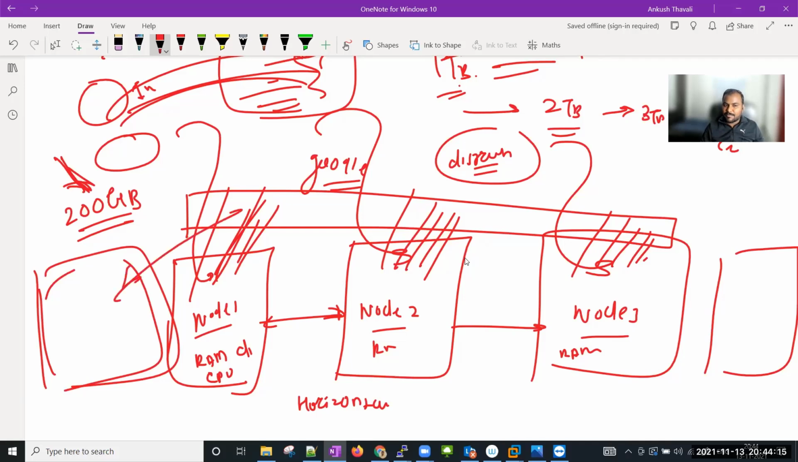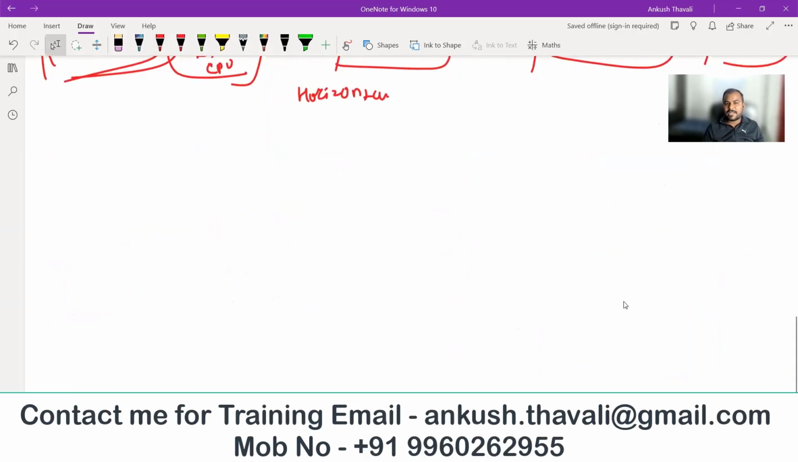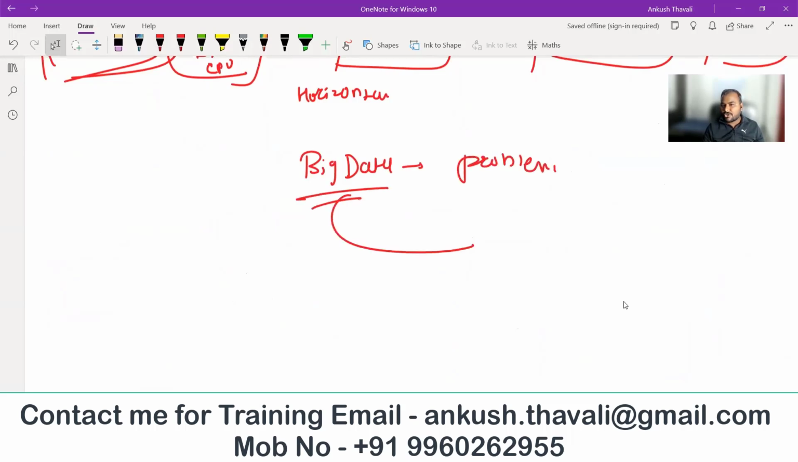To increase the number of nodes, you can use commodity hardware, even normal hard disks. That is why we have big data and Hadoop technology. Hadoop is just a framework. What is the difference between big data and Hadoop? Big data is a problem, and to solve this problem, we have the Hadoop framework.